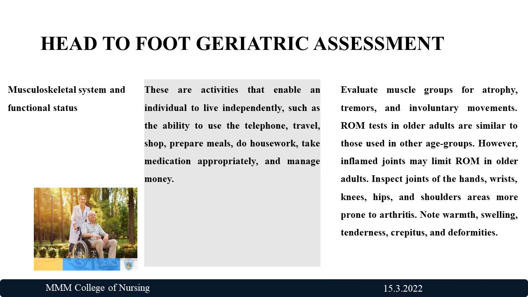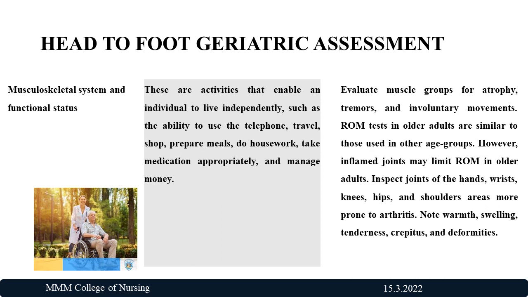To see the continuation of the musculoskeletal system and functional status, here are the normal activities that enable an individual to live independently. We have to assess their ability to use the telephone, travel, shop, prepare meals, do household activities, take medication appropriately, and manage money. And to see the abnormalities, evaluate muscle groups for atrophy, tremors, and involuntary movements.